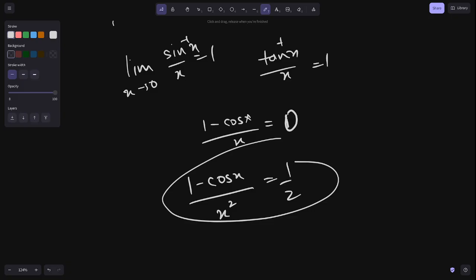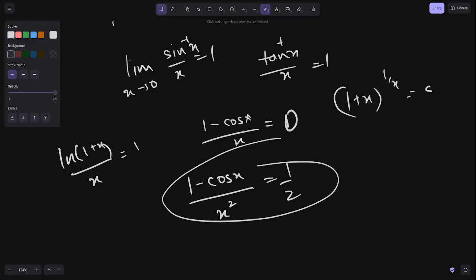Another thing is ln 1 plus x by x is 1, and 1 plus x to the power 1 by x is e, for example. I don't think there is more important stuff. There are many sums you can find. I'm just teaching you the formulas; you have to apply them. Let me see if I get good sums.